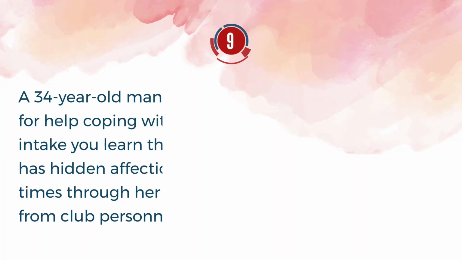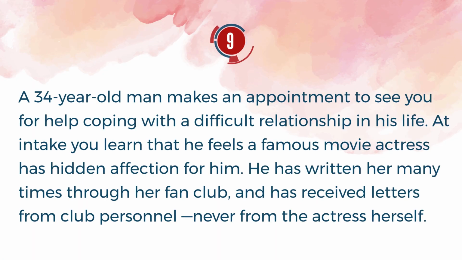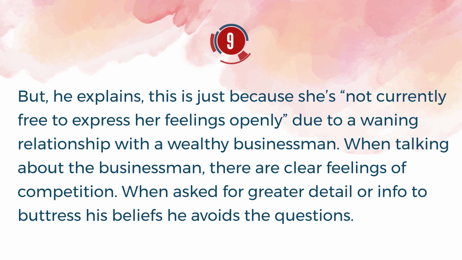Number 9. A 34-year-old man makes an appointment to see you for help coping with a difficult relationship in his life. At intake, you learn that he feels a famous movie actress has an affection for him. He has written to her many times through her fan club and has received letters from club personnel, never from the actress herself. But, he explains, this is just because she's not currently free to express her feelings openly due to a waning relationship with a wealthy businessman. When talking about the businessman, there are clear feelings of competition. When asked for greater detail or information to buttress his beliefs, he avoids the questions.